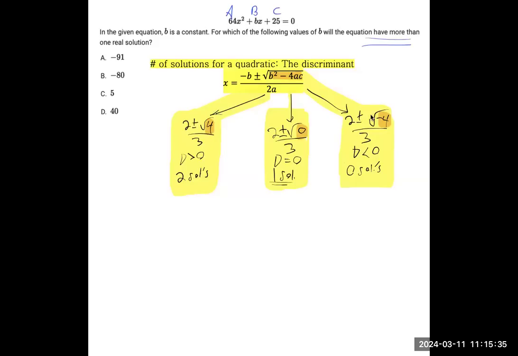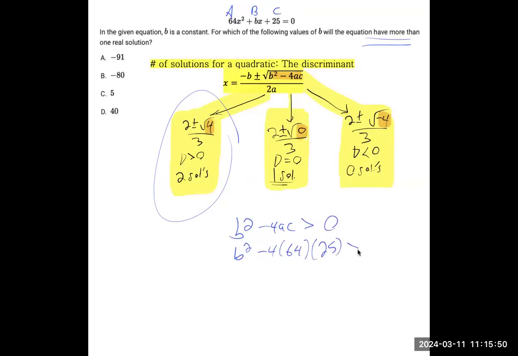So more than one real solution. That's this situation where b squared minus 4ac is positive. So you set up that inequality, b squared minus 4 times 64 times 25 greater than 0. Calculate that out. 4 times 64 times 25 is 6,400. So b squared minus 6,400 greater than 0. Add the 6,400 over.